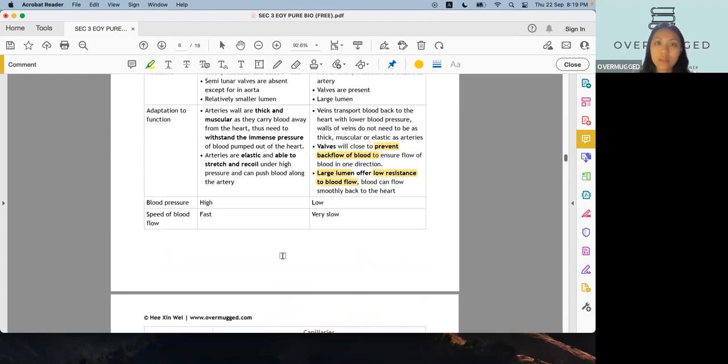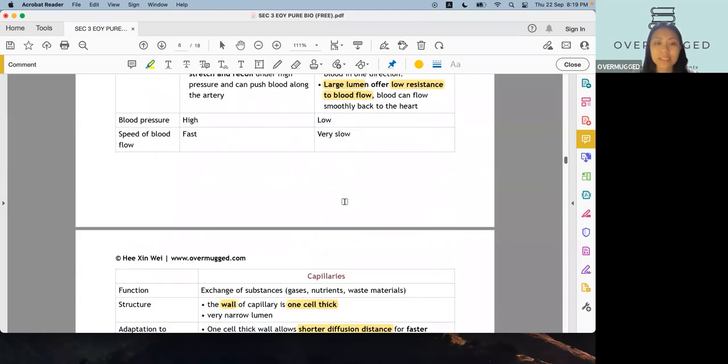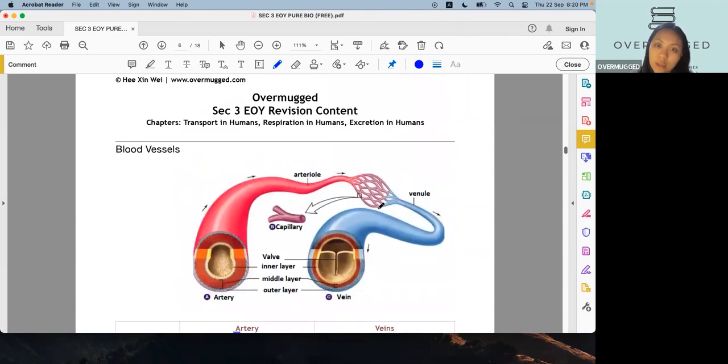And then for the extensive branching, it is shown here. You can see that the artery and arteriole is just one single tube, but when it reaches the capillaries, it starts branching out. That is extensive branching. How does the extensive branching help? It increases the total cross-sectional area of the vessel. What does total cross-sectional area mean? Let's say the artery is like that. If you cut it, this area is the cross-sectional area. But for branching cases like this, the cross-sectional area is everything that passes through the blood capillaries, added up. So even though each is very narrow, because of the extensive branching, the cross-sectional area is actually larger than a single tube.